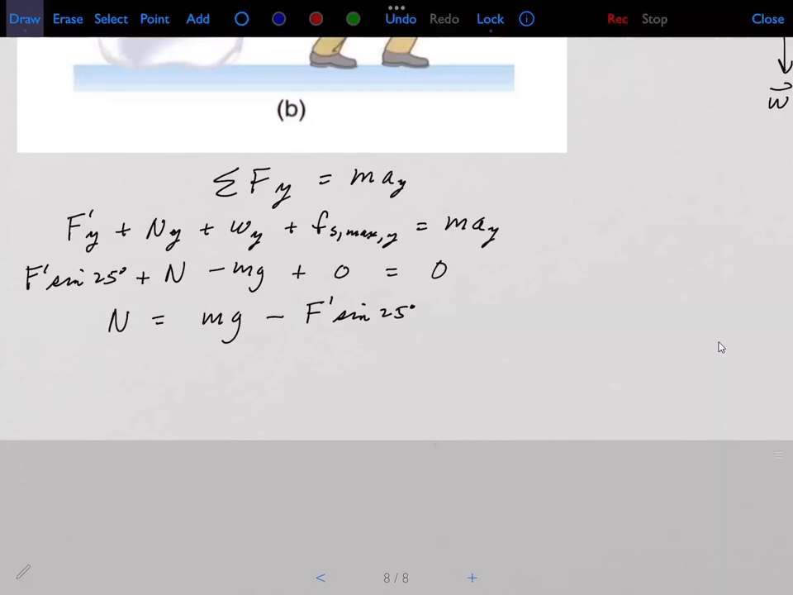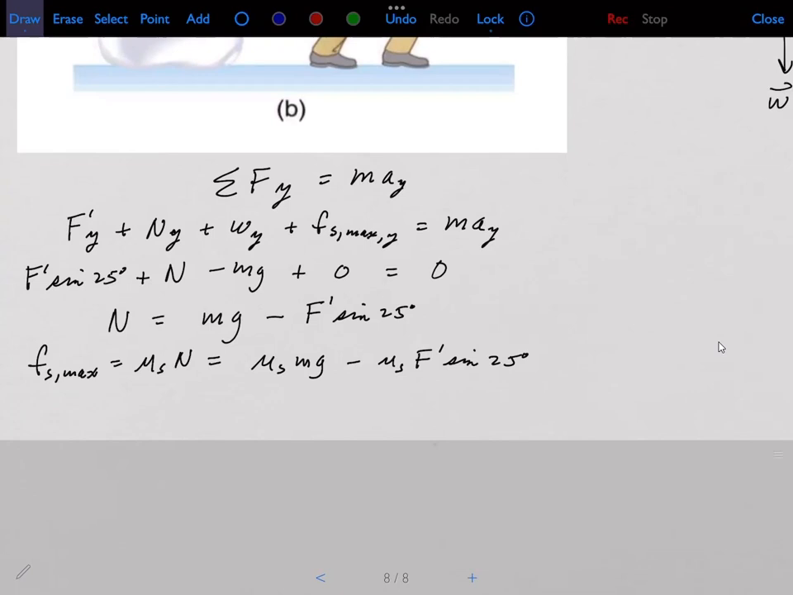And then why am I even getting N? Because to find Fs max, that's going to be mu s times N. So if I multiply this, this is going to be mu s mg minus mu s F prime sine of 25. Okay. Remember, our whole goal here is to figure out mu s, just like we did with the other problem.